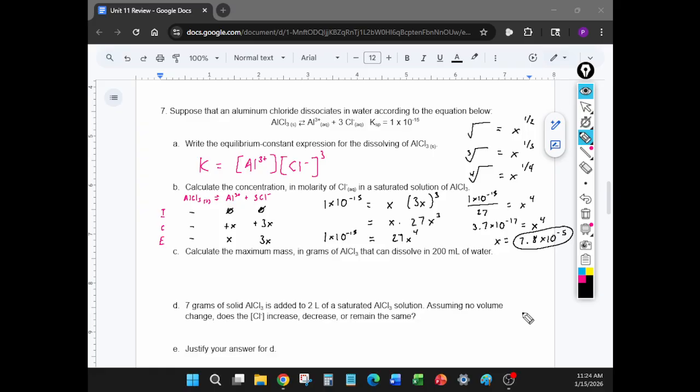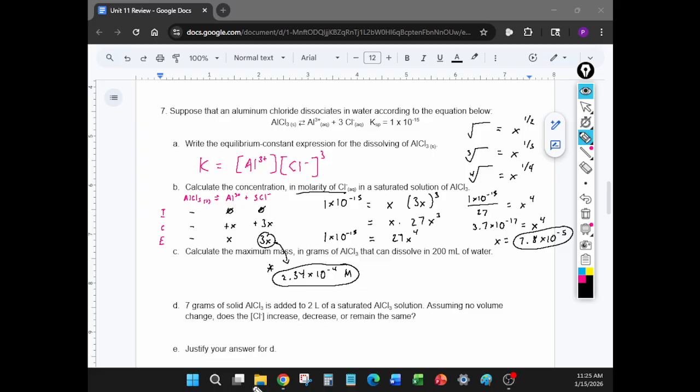We still need to find what the question's asking for, which is molarity of Cl. So we plug in x right here, so it's this times 3. Yeah, great catch. Okay, so you should get 2.34 times 10 to the negative 4. Make sure you label it properly. It'll be molarity. So this right here will be your final answer.